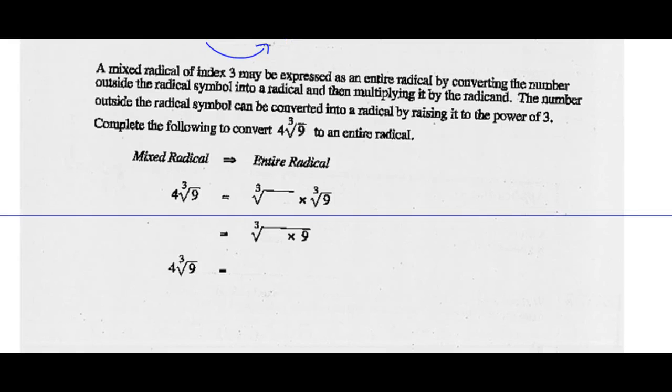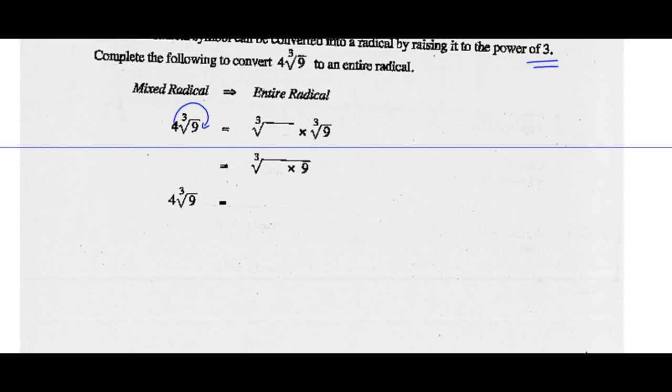So a mixed radical of index 3 may also be expressed as an entire radical by converting the number outside the radical symbol into a radical and then multiplying it by the radicand. The number outside the radical symbol can be converted into a radical by raising it to the power of 3 because the index number was 3. So change 4 cube root 9 into an entire radical.